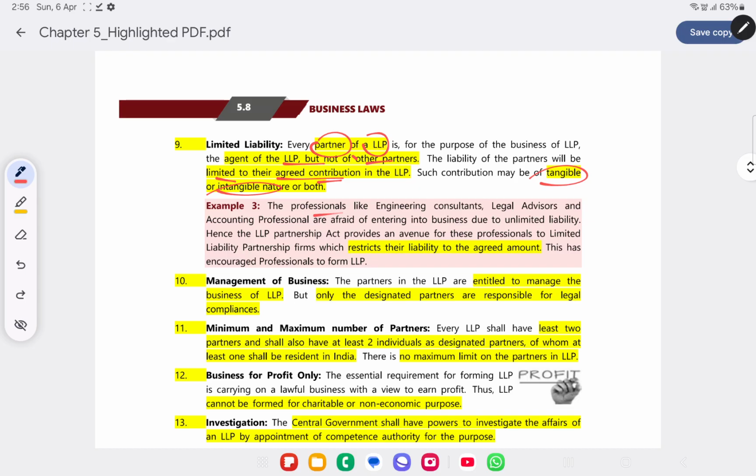Professionals like engineering consultants, legal advisors, accounting professionals are afraid of entering into business due to unlimited liability. Hence, the LLP Act provides an avenue for these professionals to form limited liability partnership firms, which restricts their liability to the agreed amount. This has encouraged professionals to form LLPs, because again, they'd be afraid to set up a firm because of unlimited liability. But if they can cooperate with an LLP, then they can get the benefit of limited liability at the same time with lower cost, unlike a company wherein they'd have to spend huge amounts for statutory and other legal requirements.